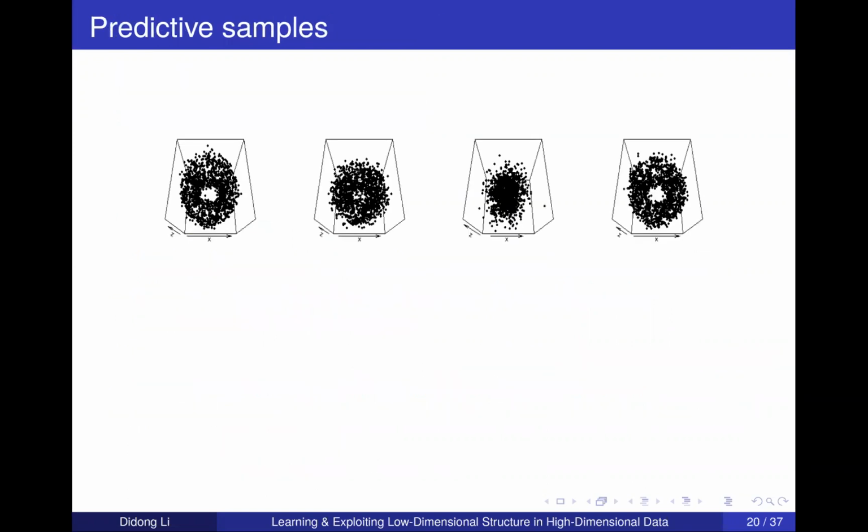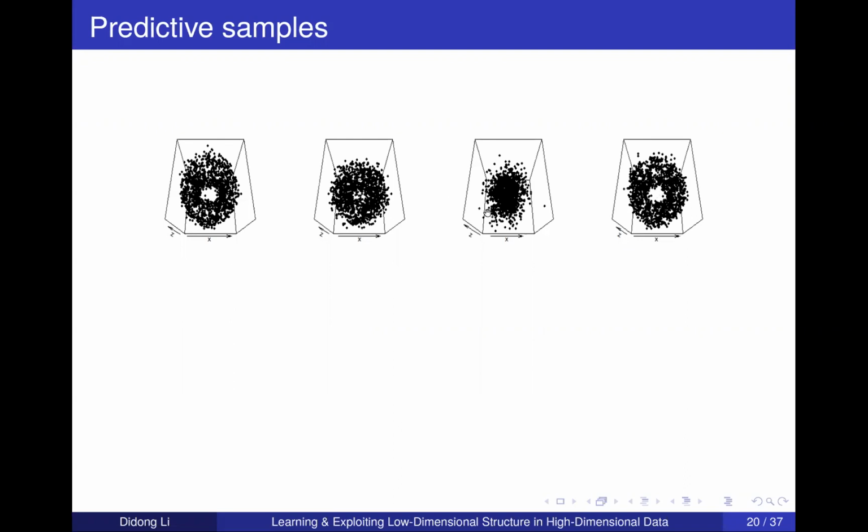Let's look at how it works in practice. Here's another example, the torus. It's a two-dimensional surface embedded in three-dimensional space. And again, the first panel is the observations, and the second one is the predictive samples from the kernel density estimator, where the kernel is chosen to be Gaussian. And the third one is the DP mixture of Gaussians. And the last one is the DP mixture of Fisher-Gaussians. You can see that only with Fisher-Gaussian can you see the hole in the middle.